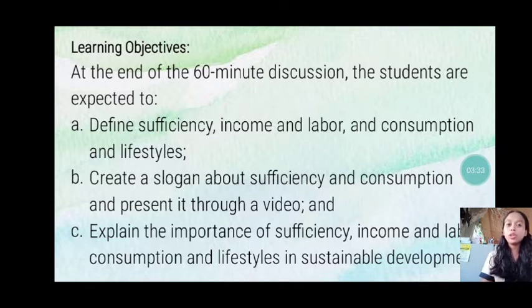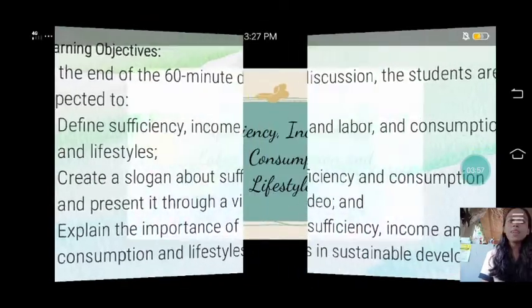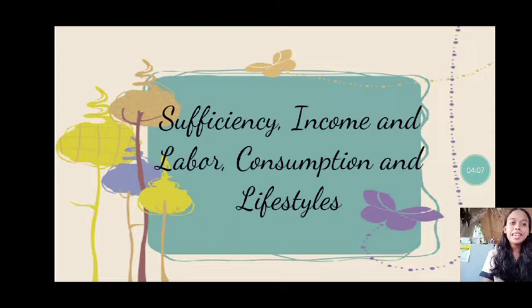Although you are in your respective homes, I hope that we can still achieve these objectives at the end of this discussion. With the words that we have found a while ago, those 5 words, I hope that you already have in your mind the topic that we will be talking about today. Today, we will be talking about sufficiency, income and labor, and consumption and lifestyles. I have on the following slides questions to ponder. Reflect upon yourselves and think how it is associated with our topic for today.